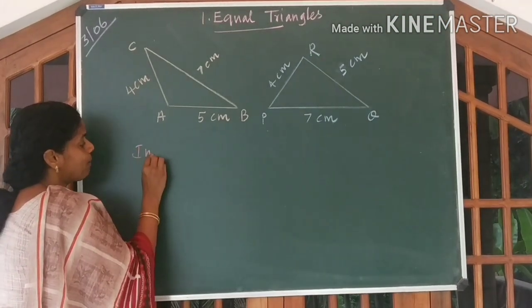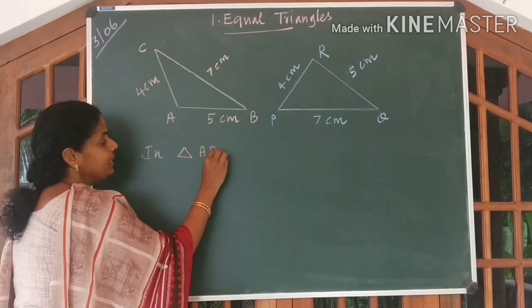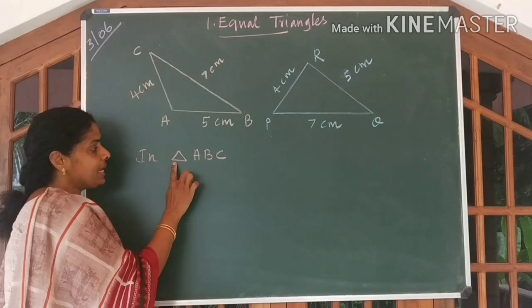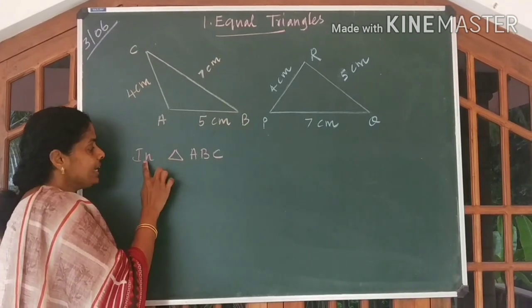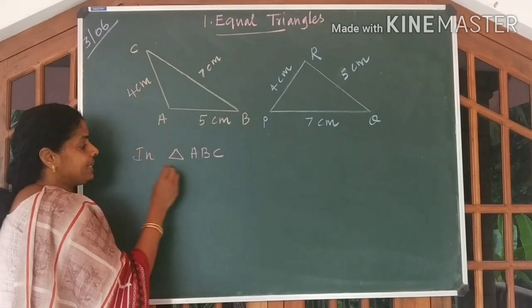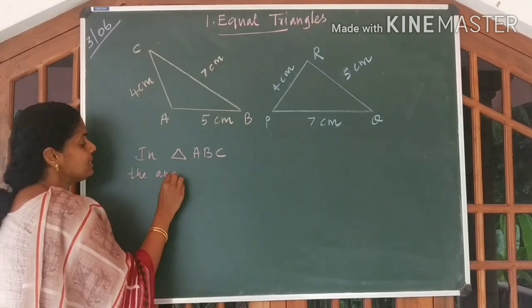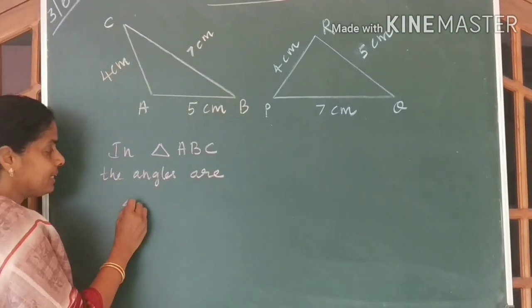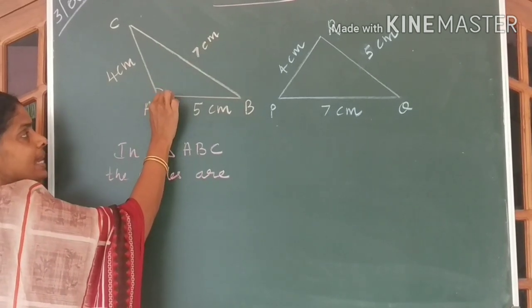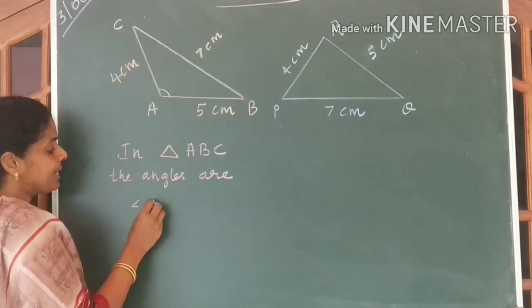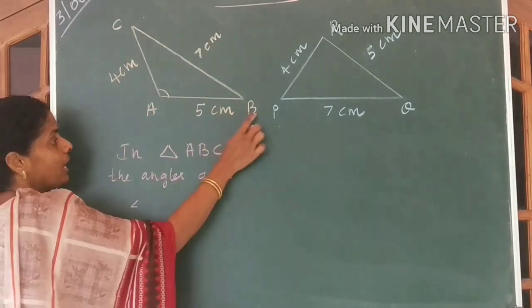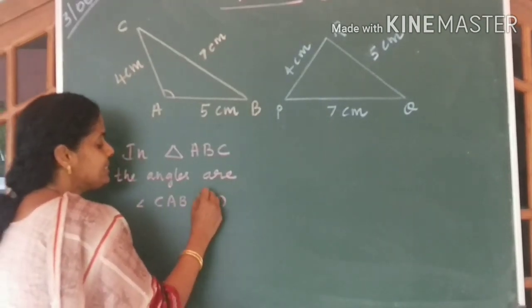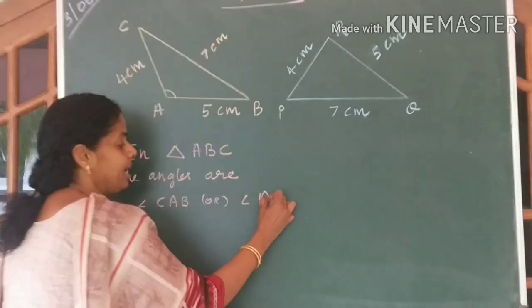In triangle ABC, the short way of denoting triangle ABC is like this. Draw a small triangle. In triangle ABC, the angles are the angles of the triangle. We can write the angles are angle. If you want to denote this angle, we write the name of this angle as angle CAB. Or you can write it as just angle A.